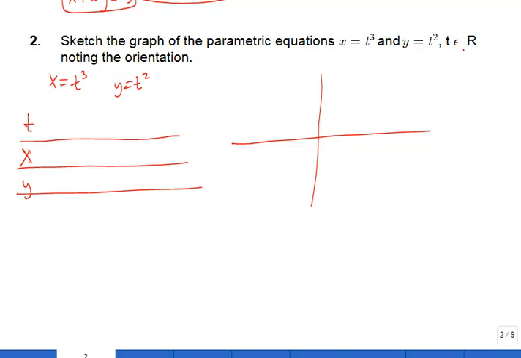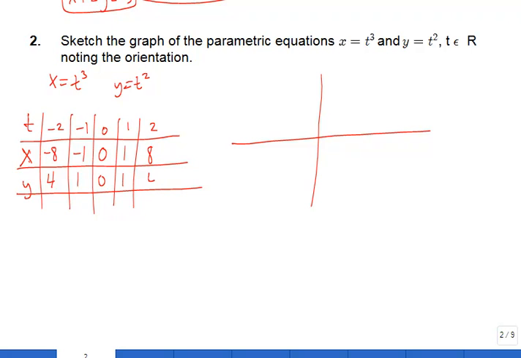Now, since they don't really give us any restrictions on t at all, t can be all real numbers, we can choose whatever we want. So in a problem like this, I usually like to pick a nice variety of t's. So maybe I'll let t be -2, -1, 0, 1, and 2. So I'm using a few negatives, a few positives, and 0. Now x is going to be all of these t's cubed. So -2 cubed is -8, -1 cubed is -1, 0 cubed is 0, 1 cubed is 1, 2 cubed is 8. And y are all these t's squared. So this would become 4, 1, 0, 1, 4.